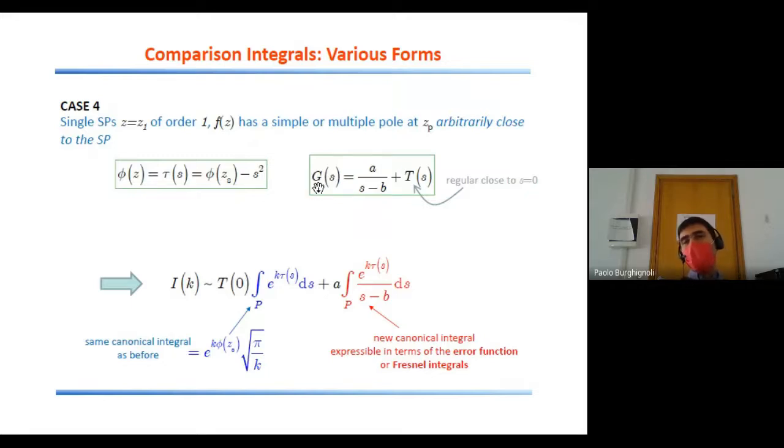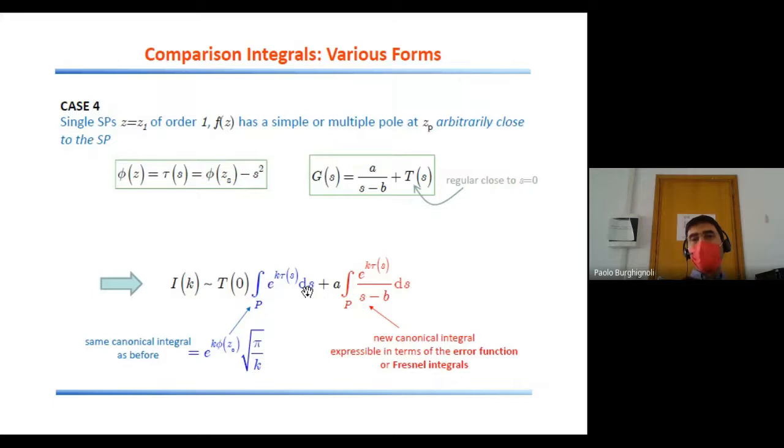One possibility is to isolate it in this way by writing the function g as the sum of two terms. One contains the pole at some point b in the s-plane, which is the mapping of the point zp in the z-plane. And the remaining addend that we are calling here t of s is a function that is now regular in the vicinity of the origin. If you do this, this is called the additive treatment of pole singularities, what you get is a splitting of your original integral into two integrals.